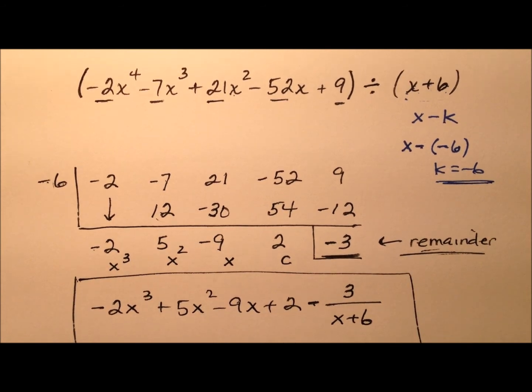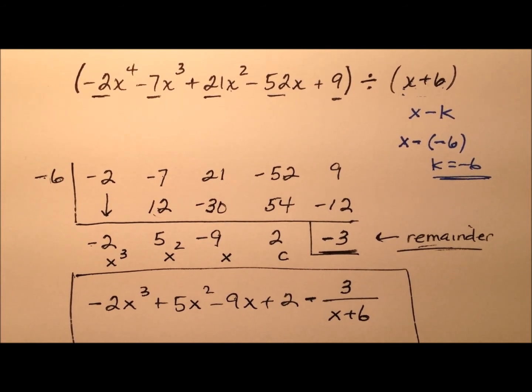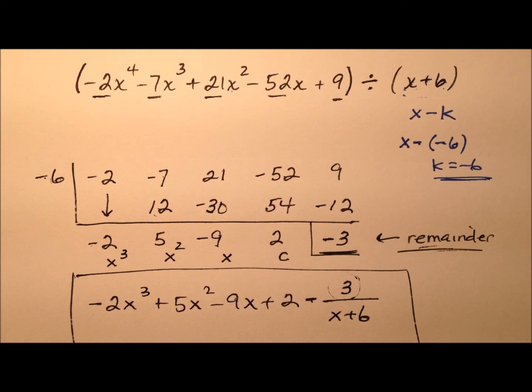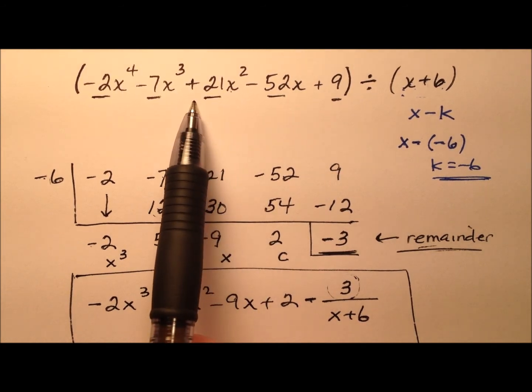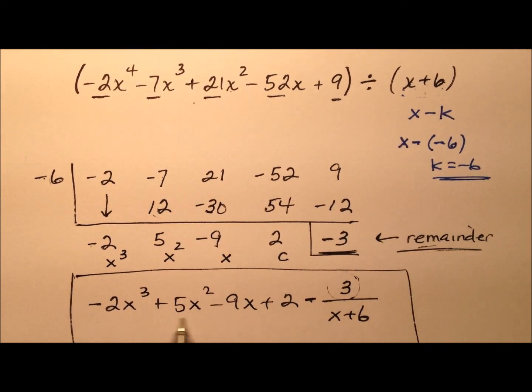And this is the way we are going to do the synthetic division when there is a remainder. So just go ahead and put that remainder over our divisor. So in this case, we divided a polynomial by a binomial, and our quotient was not a polynomial.